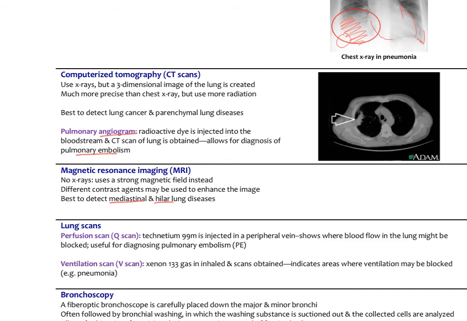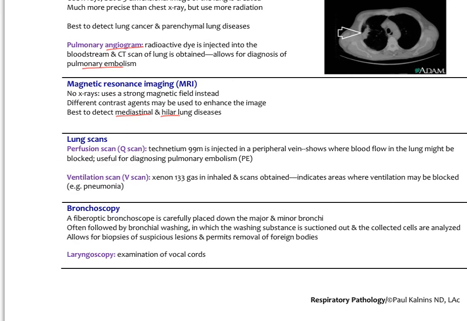And then we have our lung scans. I talked about the perfusion scanning. So the Q scan uses technetium-99. It's injected into a peripheral vein, and it's going to show us where the blood flow might be blocked in the lung. So that again could be useful for diagnosing pulmonary embolism. And then a ventilation scan is where you inhale xenon-133. It's a gas, and the scan is obtained, and it can look for any areas of the lung where ventilation is blocked.